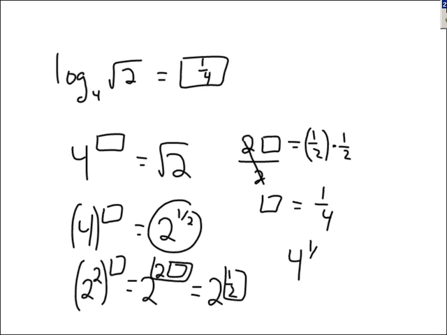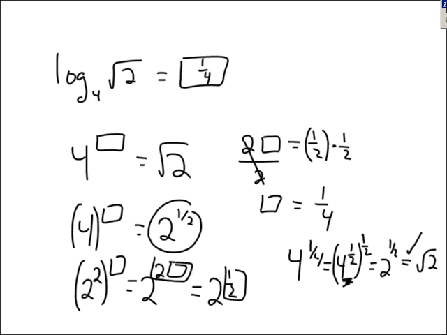4 to the 1/4 power is equal to the square root of 2. How do I know that? Because I know the 1/4 is half times half. Why did I even mention half times half? Because I know what 4 to the half is. 4 to the half is 2. 2 to the half is square root of 2.